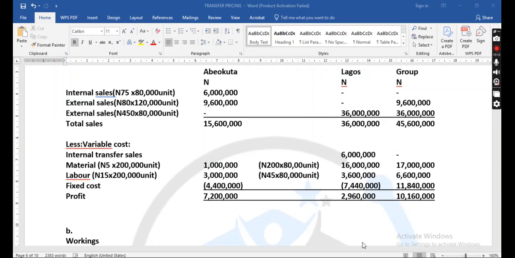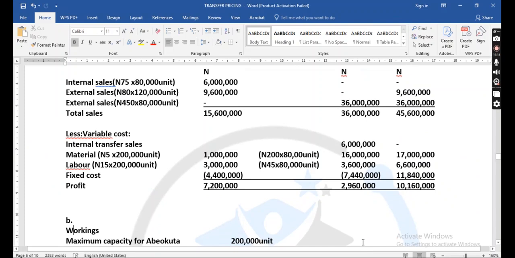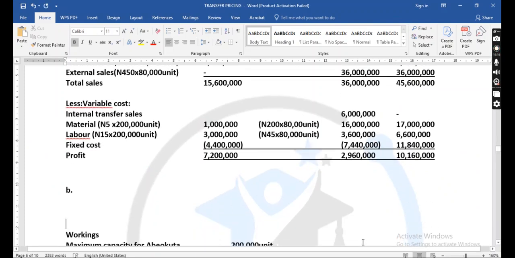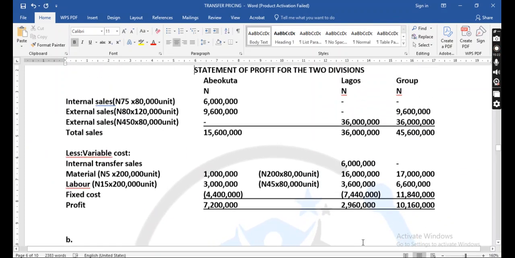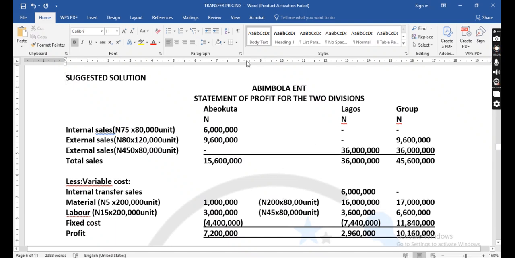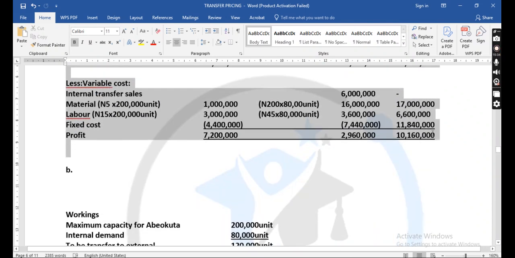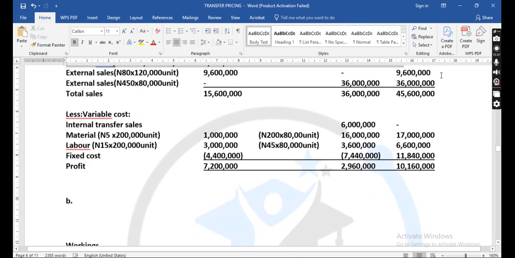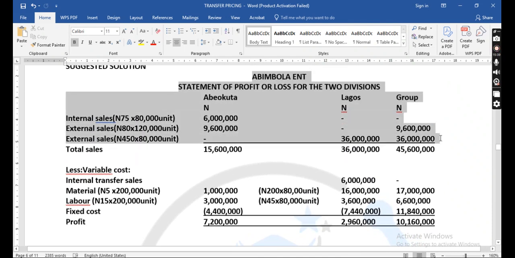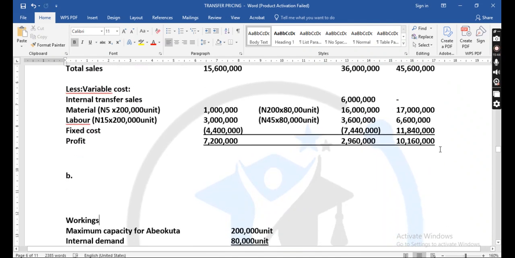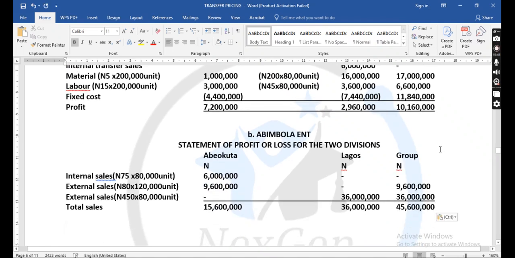So in this case, we have to restructure our table, the statement of profits or loss. So I can copy this. There is no external sales. There is no internal sales. Let me just copy this and I can adjust.